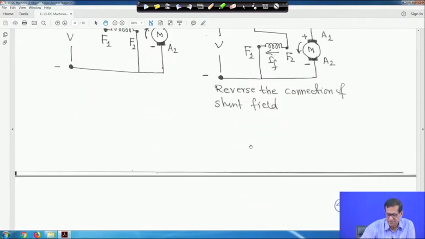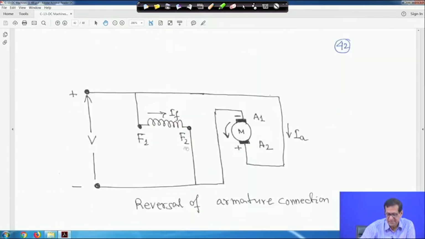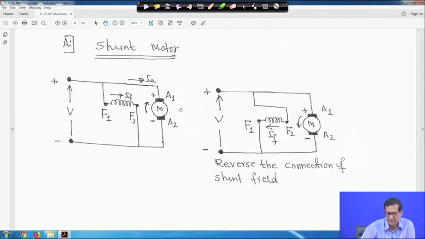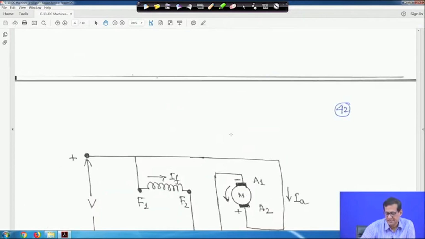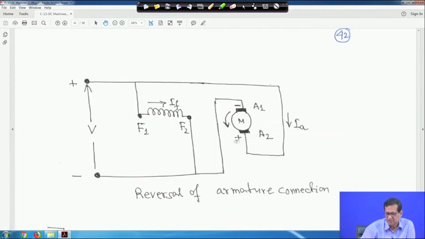Now keep the field as it is, F1 F2, and interchange the armature connection. That means plus terminal is brought to A2 and minus to A1. I mean here we have just interchanged these two connections, A1 and A2. In that case the direction of the armature current is changed, but field current direction remains the same. So the machine will rotate in the opposite direction. Either you interchange the field connection or the armature connection, so that the machine will rotate in the reverse direction.